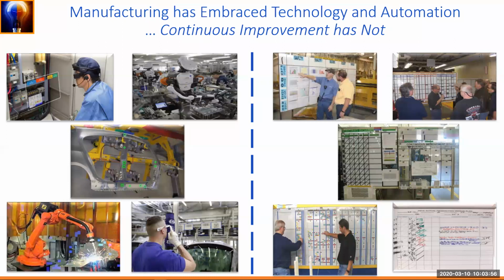Along those lines, though, manufacturing has really embraced technology and automation. As we've seen, there's huge investments going on, whether it's robotics, augmented reality, industrial IoT data collection, data analysis, and machine learning applications that are predicting downtime events and so forth. But continuous improvement really hasn't. Most of the lean programs that I go and look at, most of the operational excellence people that I talk to, really still prefer the manual methods.